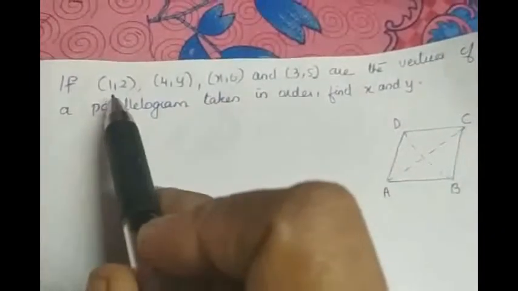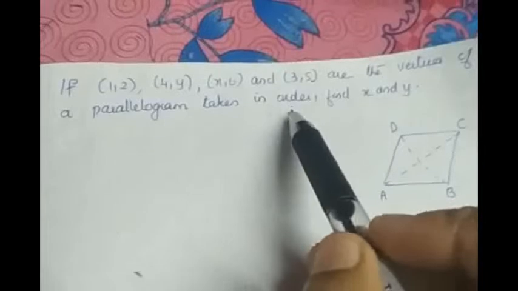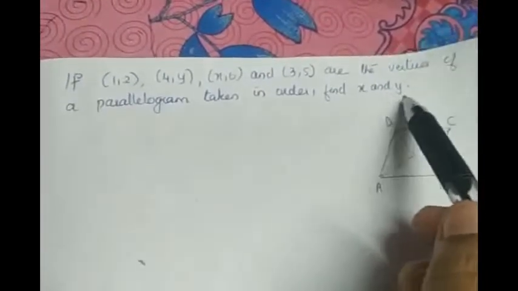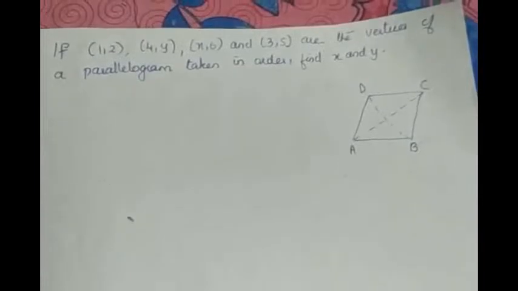Next question. If (1, 2), (4, y), (x, 6) and (3, 5) are the vertices of a parallelogram taken in order, find x and y. So I have drawn a parallelogram. What's the specialty of a parallelogram? Opposite sides are equal and parallel.